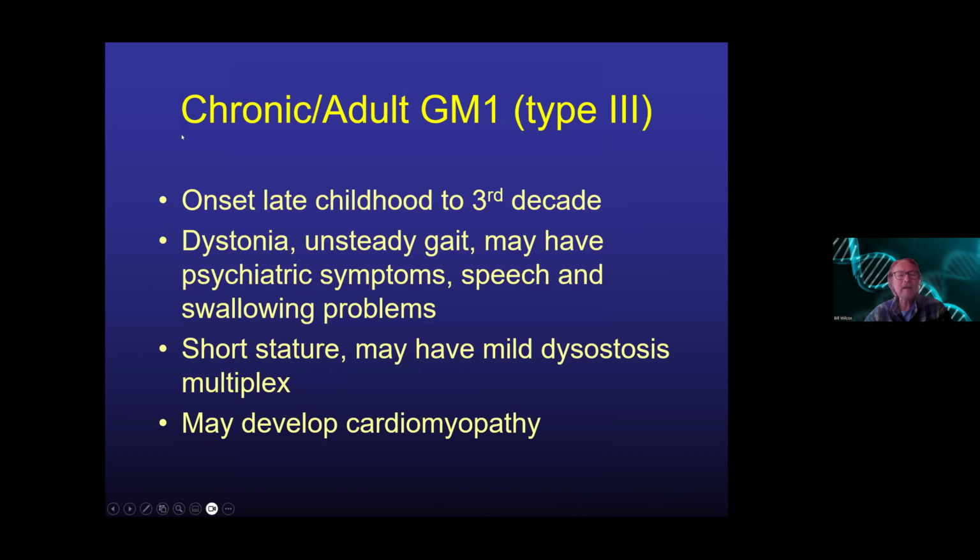Chronic / adult GM1 has an onset from late childhood to the third decade with dystonia and unsteady gait, may have psychiatric symptoms, speech and swallowing problems, short stature, and may have a mild dysostosis multiplex, and may develop cardiomyopathy over time.